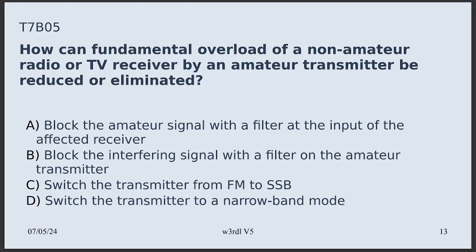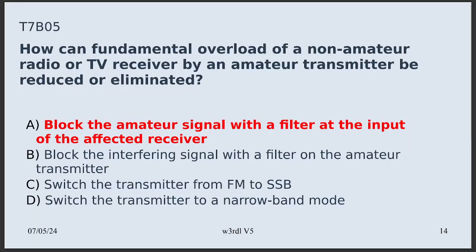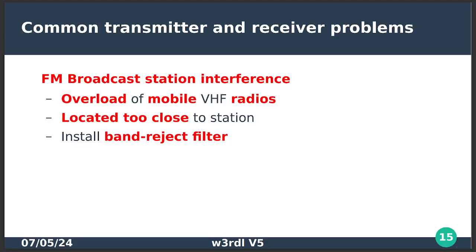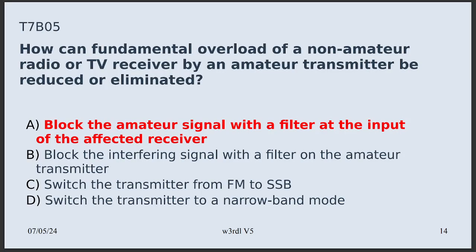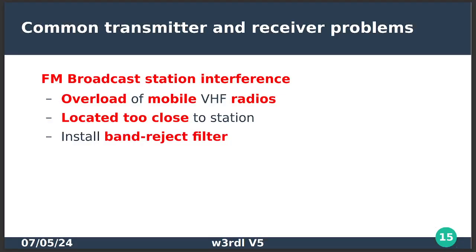How can fundamental overload of a non-amateur radio or TV receiver by an amateur transmitter be reduced or eliminated? Alpha sounds reasonable. Block the amateur signal with a filter at the input of the affected receiver. At the input, yeah.